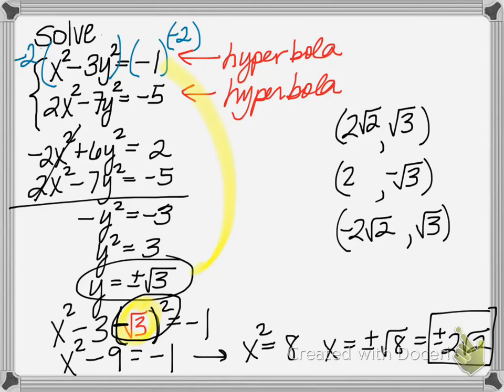So that means I have positive 2 rad 2 for the x value when y is negative rad 3, but in addition, x is equal to negative 2 rad 2 when the y value is negative rad 3. So I really end up with a total of 4 intersections. Once again, I would encourage you to go ahead and try it on your calculator.